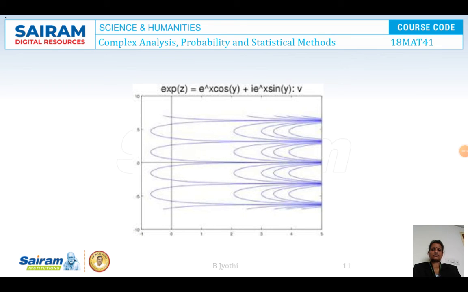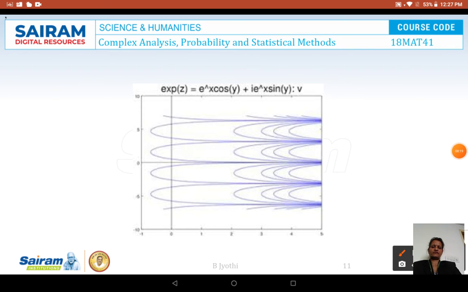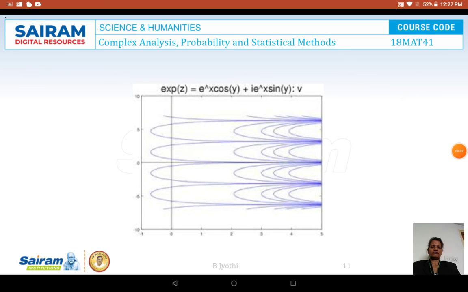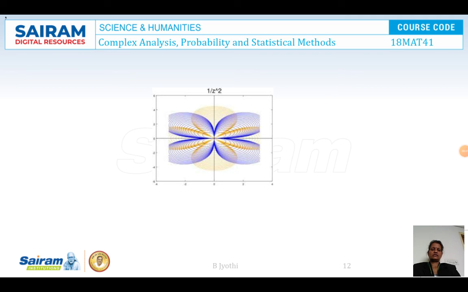Next, this is one of the curves which we use frequently. This is the problem which we will be using here, that is e power z as e power x of cos y plus i sin y. So this is the function which I have shown here, a familiar one, the exponential function. This is 1 upon z square. This is also one of the familiar functions which we are using here.